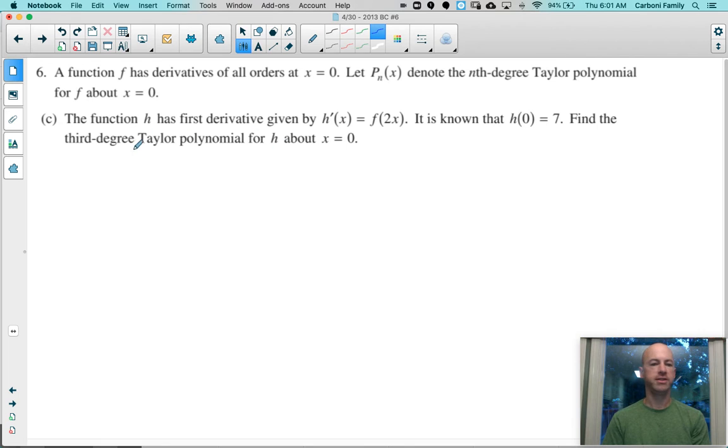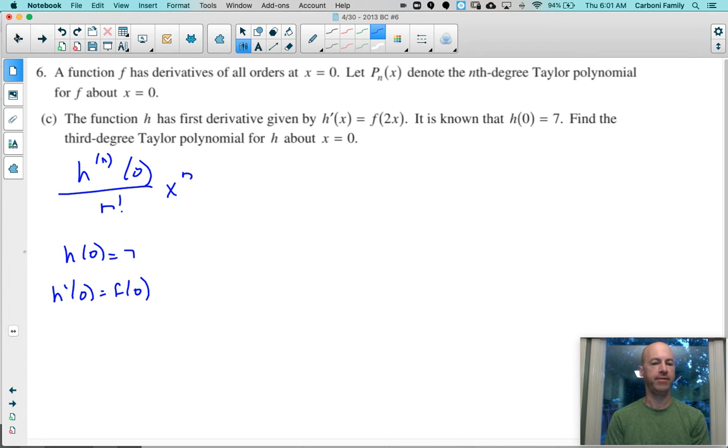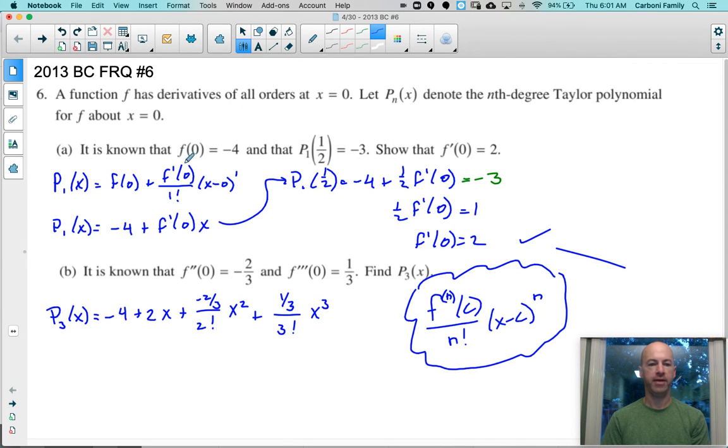It is. So part C, the function h has a first derivative given by h prime is f of 2x. It is known that h of 0 is 7. Find the third degree Taylor polynomial for h. So I'm going to do the exact same thing. I'm going to use the nth derivative at 0 over n factorial times x to the n power. And I need to get to the third degree. So I'm going to need h of 0, which they tell you is 7. H prime of 0, which h prime is f of 2x. That's going to be f of 0. And f of 0, we're going to have to go back and forth between screens here. F of 0 is -4.